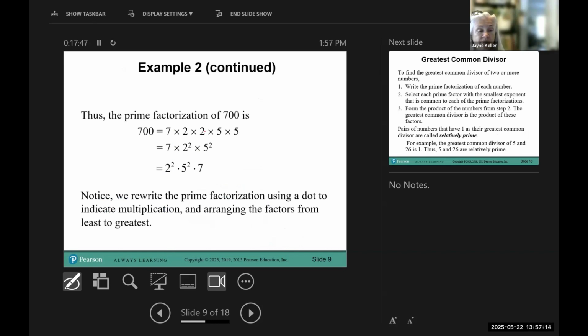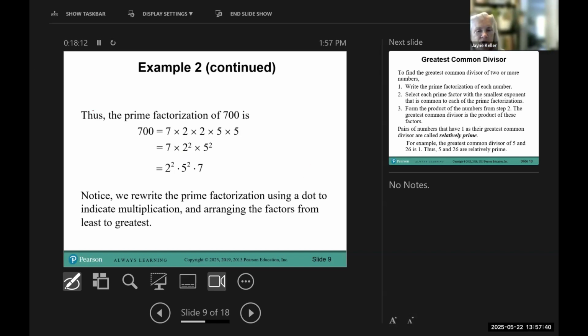Right? Remember, 2 times 2, I can write like this. This means take 2 and multiply it by itself twice, and this means take 5 and multiply it by itself twice. So as long as I write it this way with the smallest prime to the biggest prime, this is unique for this number, and it's the only number we can get by multiplying that way.